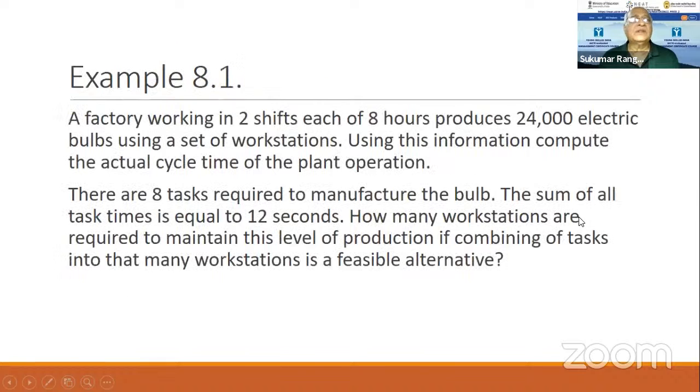Simple calculations. So a factory working in 2 shifts, say of 8 hours, produces 24,000 electric bulbs using a set of workstations. Using this information, compute the actual cycle time for the plant operation. There are 8 tasks required to manufacture the bulb. The sum of all the tasks is equal to 12 seconds. How many workstations are required to maintain this level of production?